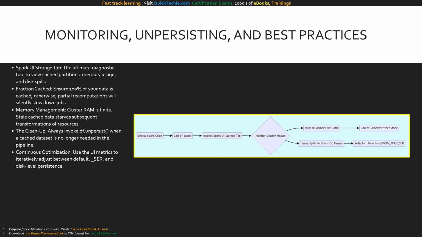But remember, cluster memory is a highly finite and expensive resource. If you cache a massive DataFrame, use it, and then simply move on to a different part of your pipeline, that stale data is violently hogging precious RAM. Always call df.unpersist when you are completely done with a dataset. This proactively frees up cluster resources for the next stages of your pipeline. Master these persistence strategies, and you'll write incredibly robust, high-performance big data pipelines.